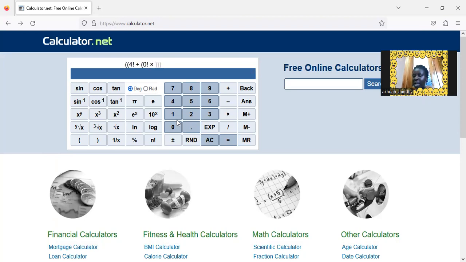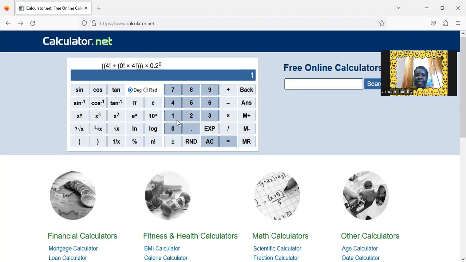So 4 factorial, that's the n factorial, divided by x factorial, which is 0 factorial, times n minus x all factorial. So now n is 4, our x is 0. So 4 minus 0 is 4. We have 4 factorial here. Then we multiply it by what? Our p, which is 0.2 raised to the power x. And then we know that x here is 0, right?